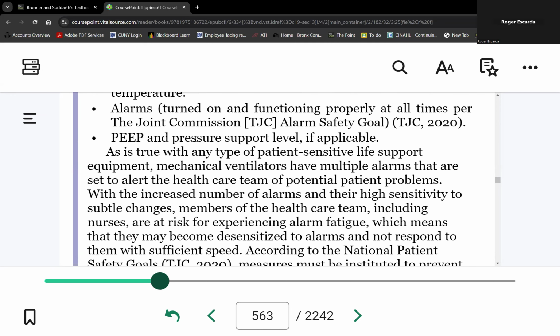What is the purpose of PEEP again? Positive end expiratory pressure? No, PEEP, it's a setting.